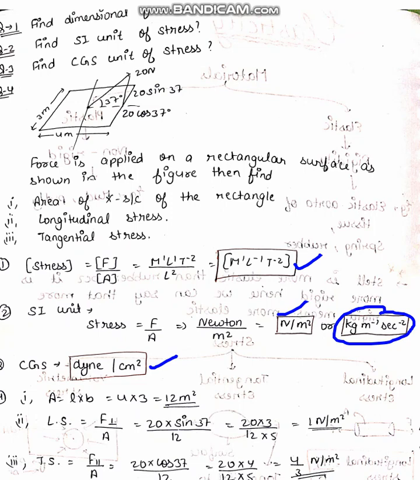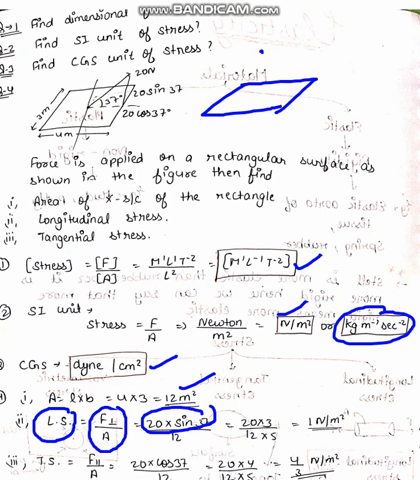Then we are given a rectangle. We need to find the area. Area is length into breadth, which is 12. Then we need to find longitudinal stress. So we need to take the perpendicular component of the force, which is 20 sin 37. As you can see over here, suppose this is the area. The force perpendicular to the area is 20 sin 37, whereas the force along the area is 20 cos 37. So for longitudinal stress you take 20 sin 37 and for tangential you take 20 cos 37.